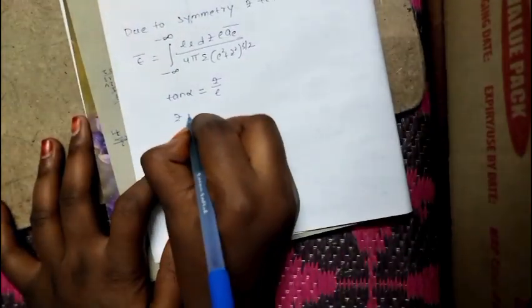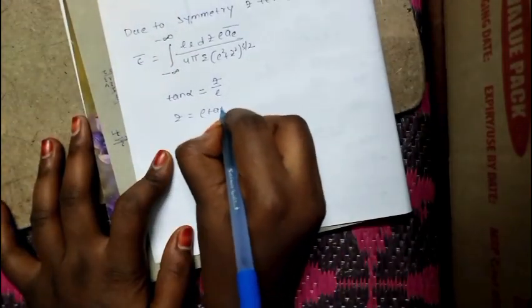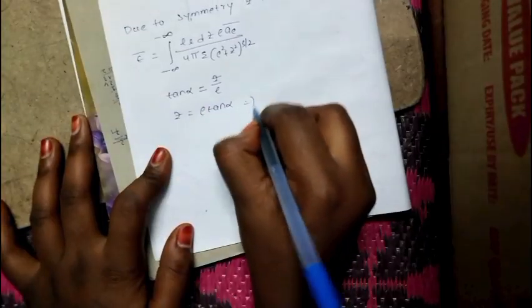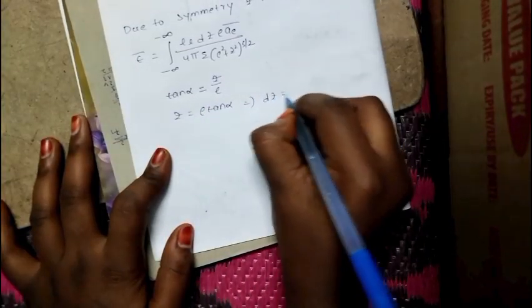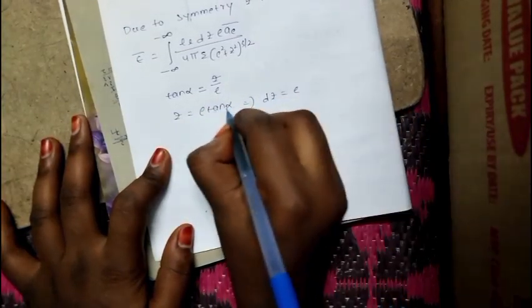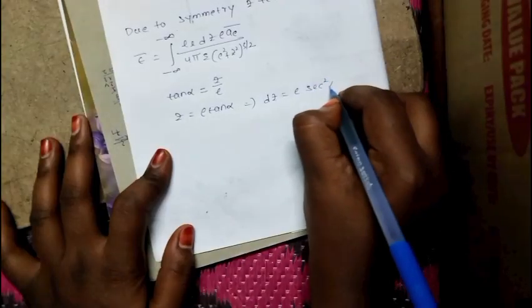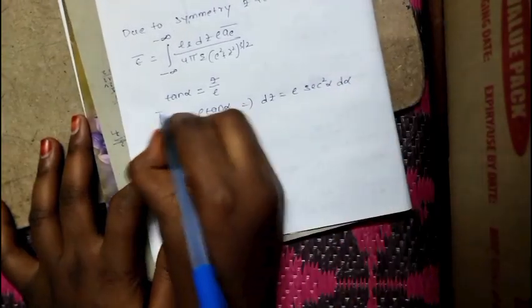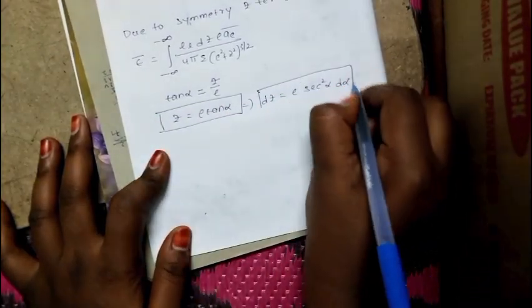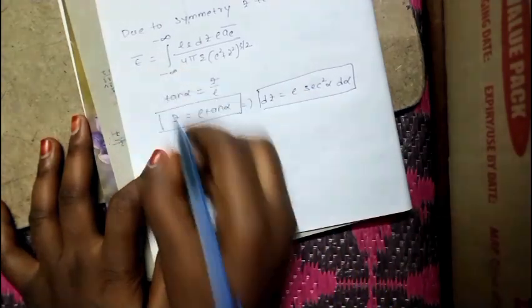This z is equal to rho tan alpha. We have to differentiate this. dz is equal to rho secant square alpha d alpha. This z and dz we have to substitute into E bar.